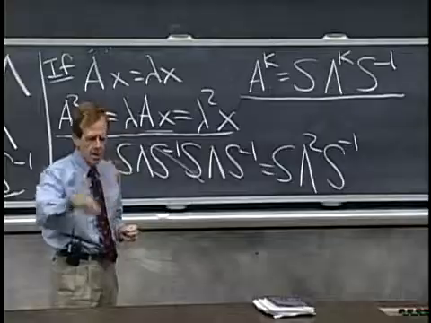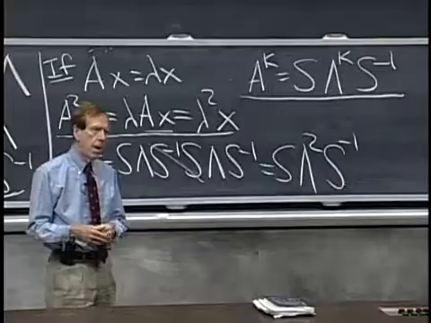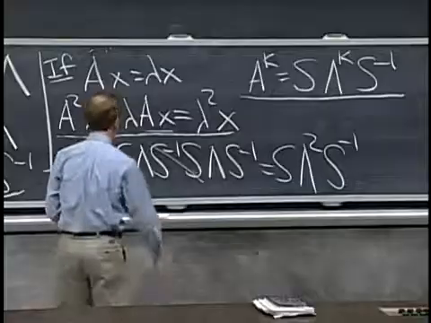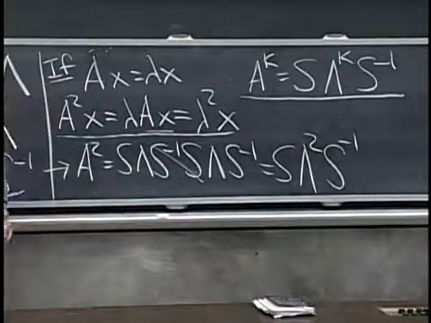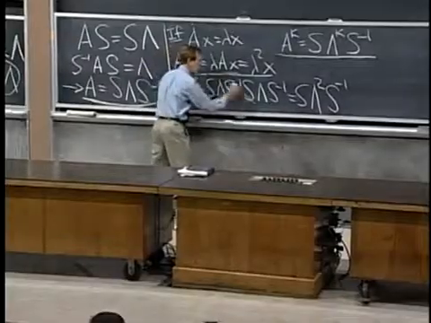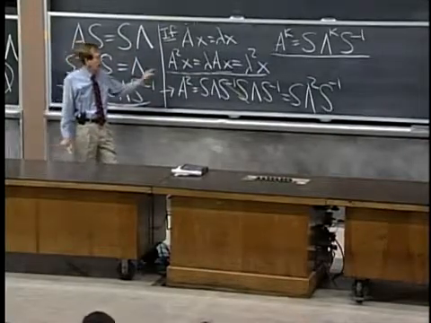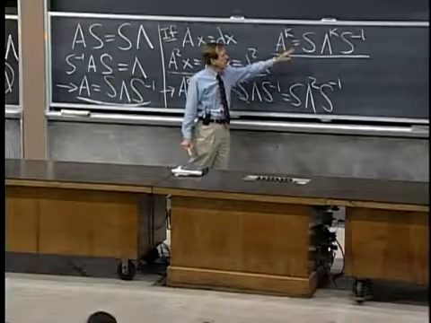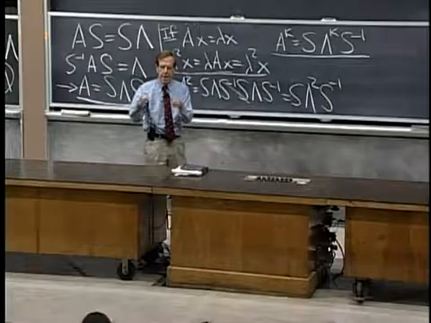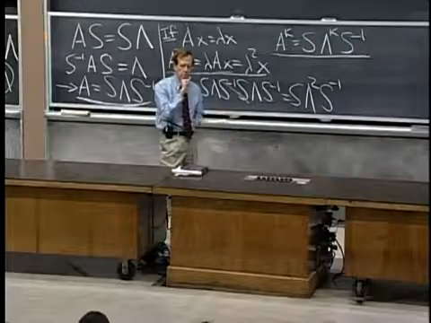If I multiply LU times LU times LU times LU 100 times, I've got 100 LUs. I can't do anything with them. But when I multiply S lambda S inverse by itself 100 times, I get 99 of these canceling out inside, and I get A to the 100th is S lambda to the 100th S inverse. I mean, eigenvalues tell you about powers of a matrix in a way that we had no way to approach previously.